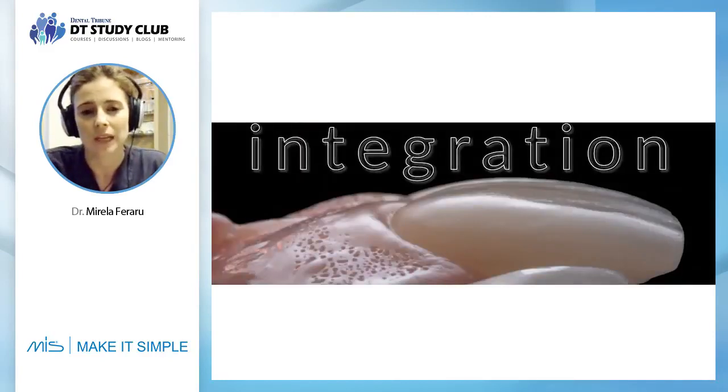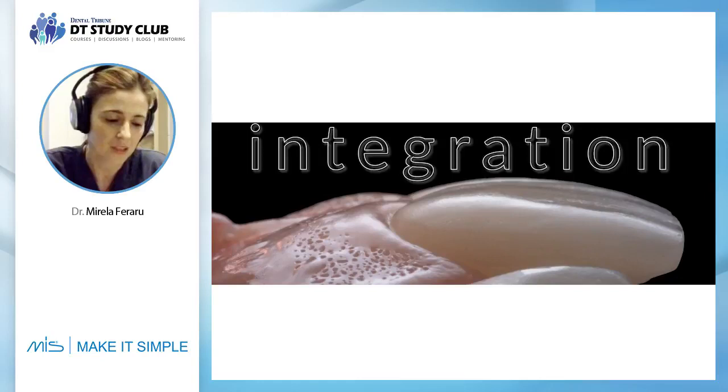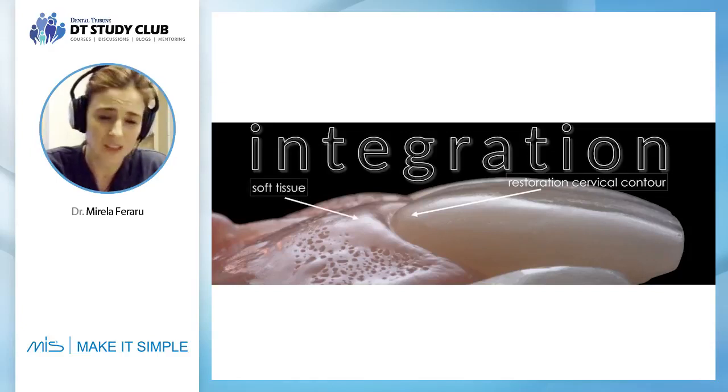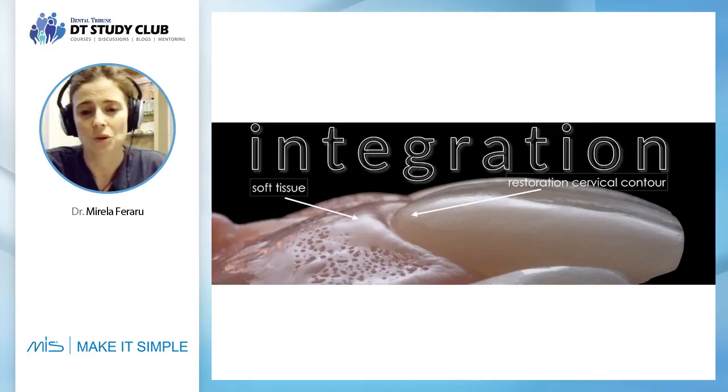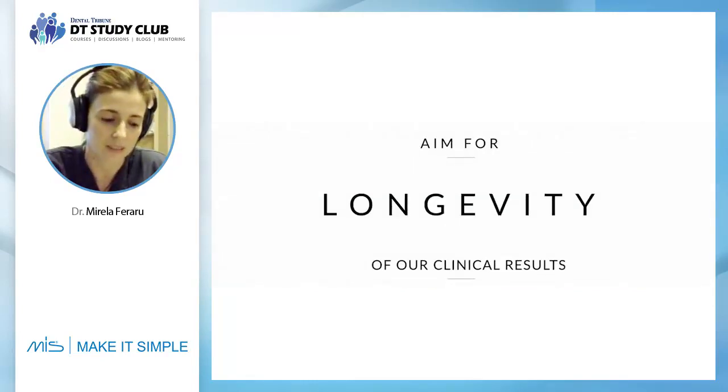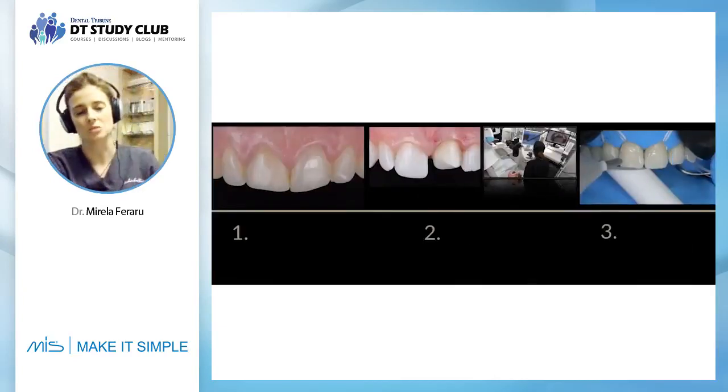So we are trying to aim for an integration, but a harmonious integration between the cervical parts of our restorations and the soft tissue margins. And this is a very sensitive area where we would like to obtain this natural and biologic integration of the structures, not only when we talk about natural dentitions, but also when we have implants as the base for our ceramics. So we aim for longevity of our clinical results. And in order to achieve that, we have certain steps that we need to follow rigorously.